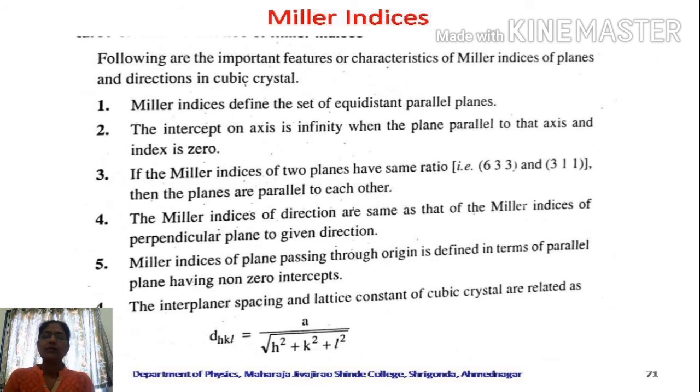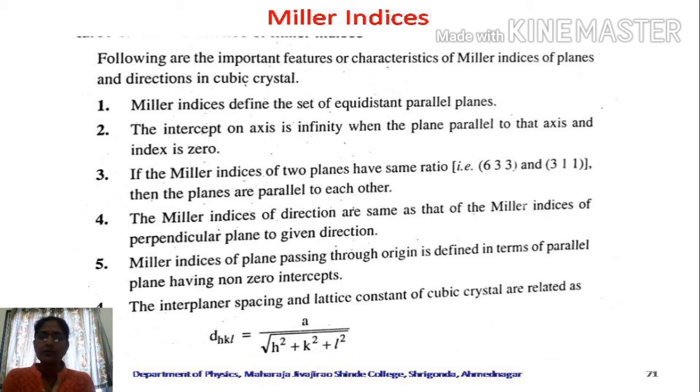Then let's see a few of the characteristics of Miller indices. As we know, a Miller index defines a set of parallel planes. It means that if a Miller index is given, then it represents the orientation of planes along that direction, and for that set of parallel planes the d value will remain the same.